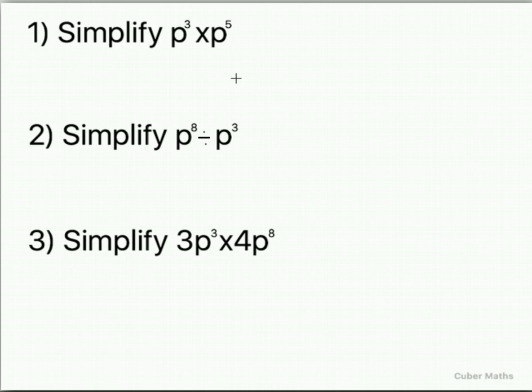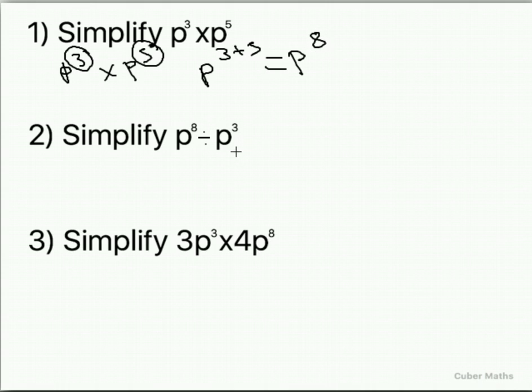So here we have our first problem. It says simplify p cubed times p to the power of 5. Now when it says simplify and we have indices, it tells us that we need to add the indices. So we've got p cubed times p to the power of 5. Our indices are our 3 and our 5. So to get this with just 1p, we're going to do p to the power of 3 add 5. And p to the power of 3 add 5 is equal to p to the power of 8.